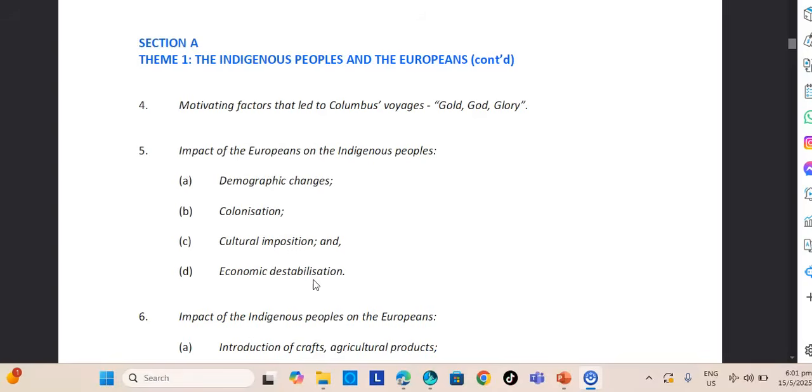In terms of the economy, under systems like the encomienda, natives were forced to work for the Spanish, often without pay. Economic value was extracted from indigenous communities through tribute systems and labor exploitation, leaving them impoverished. We can also look at the introduction of a foreign economy.